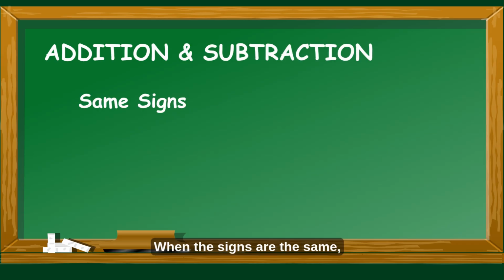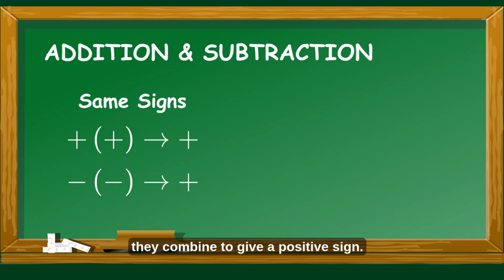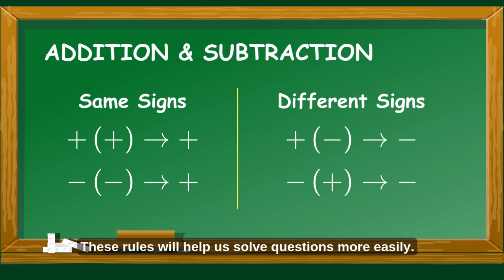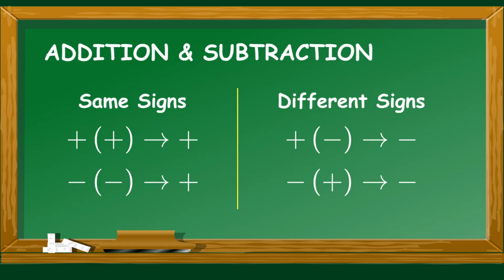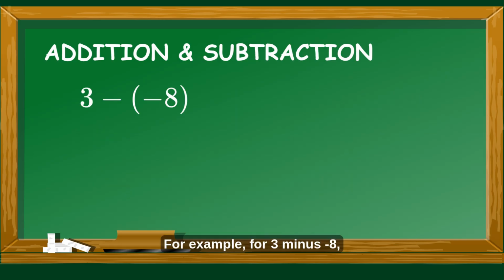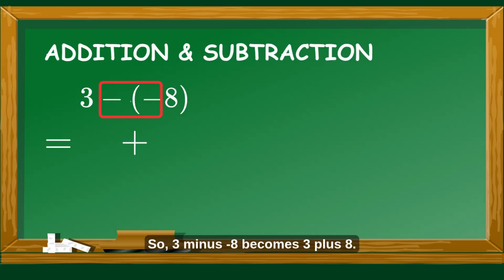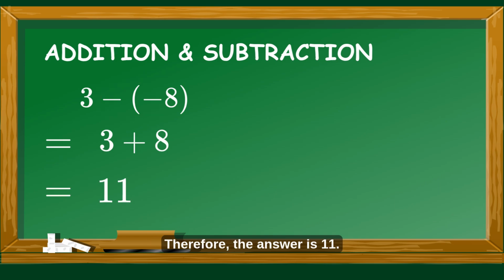When the signs are the same, they combine to give a positive sign. When the signs are different, they combine to give a negative sign. These rules will help us solve questions more easily. For example, for 3 minus -8, subtracting a negative number changes to addition. So, 3 minus -8 becomes 3 plus 8. Therefore, the answer is 11.